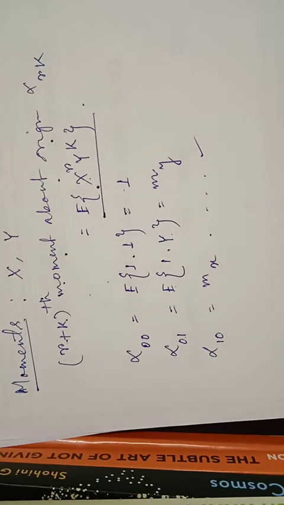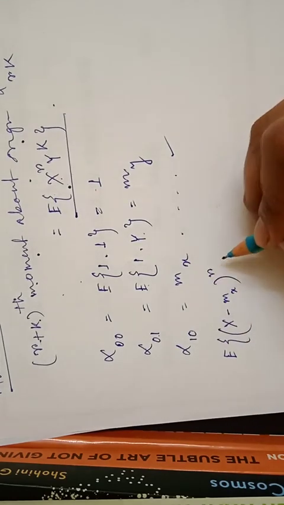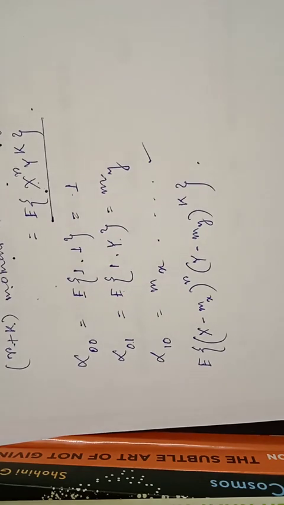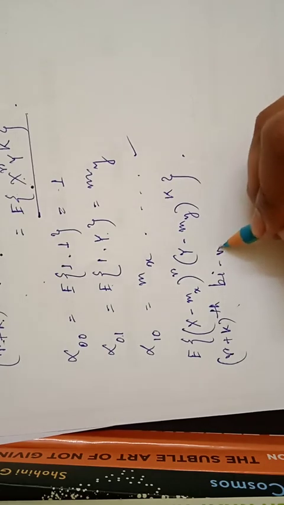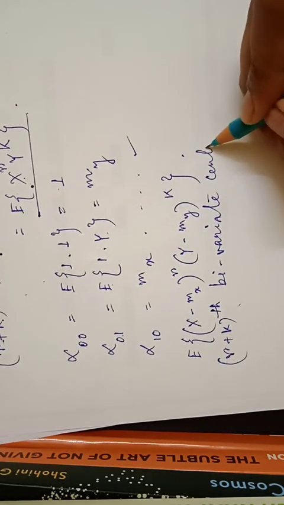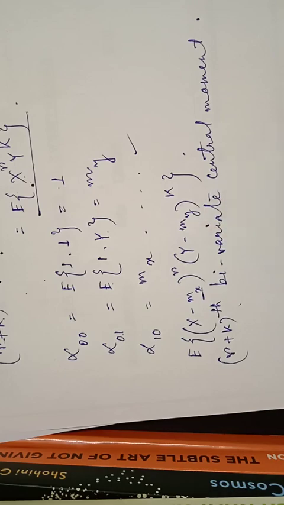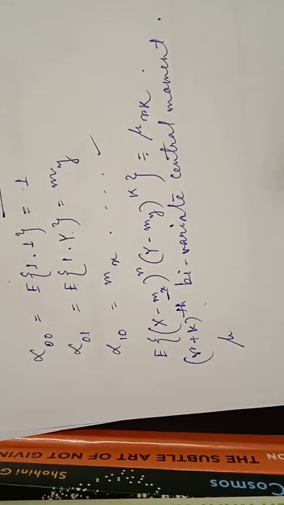if you take this quantity, the expectation of (x minus m_x) to the power r into (y minus m_y) to the power k, this is known as the bivariate central moment of order r plus k, that is the (r plus k)th bivariate central moment. Central moment because we are taking it with respect to the center, that is the corresponding means m_x and m_y. Okay, and it is denoted by mu_rk. So similarly we can find the values for different r and k.